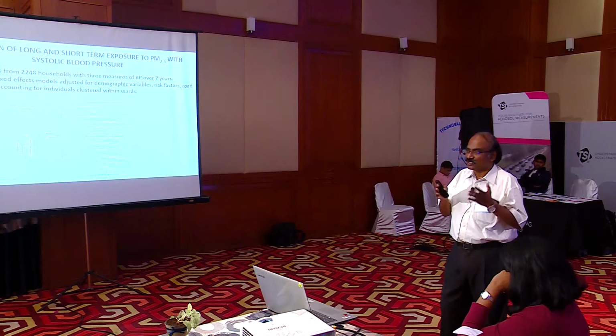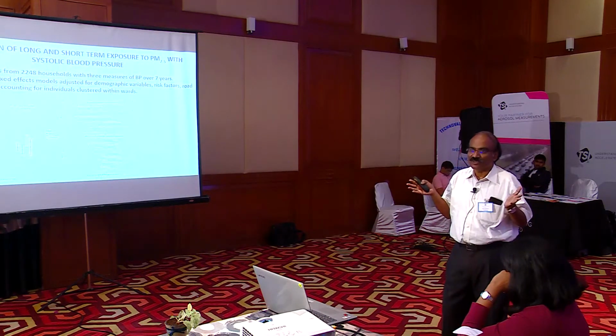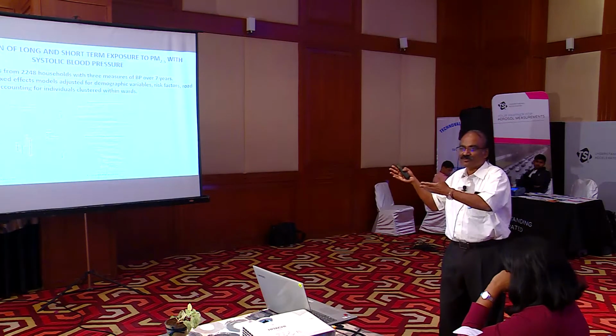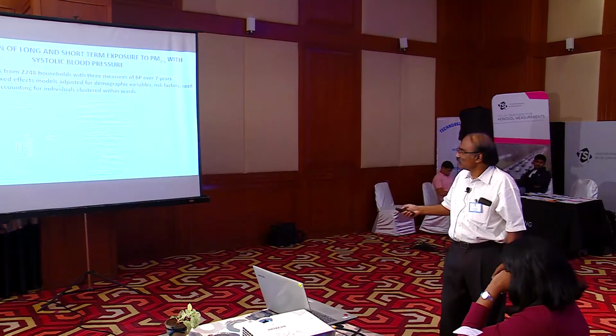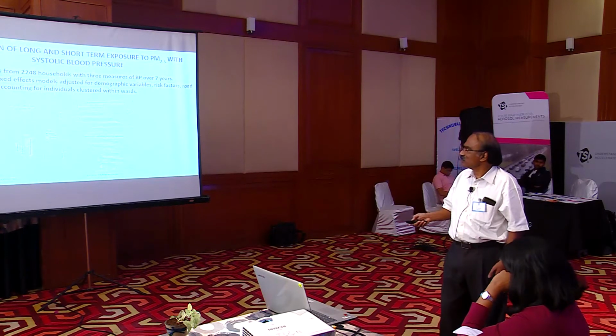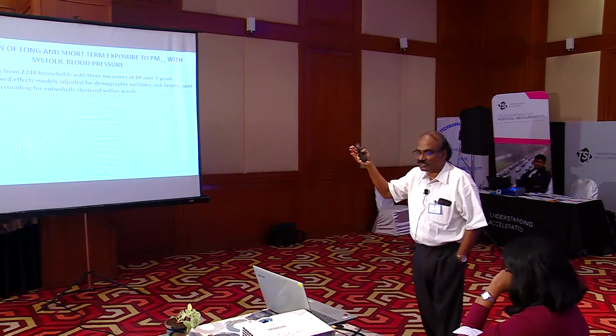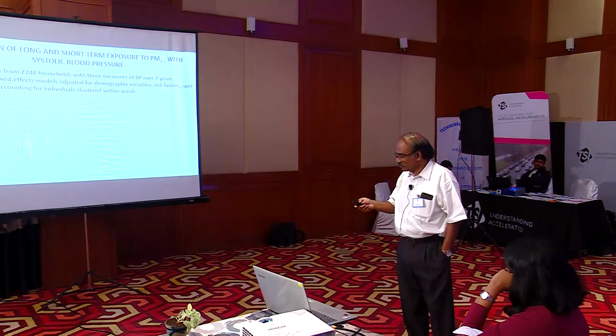It also had an interaction with body weight. If people were obese, then their blood pressure levels were likely to be higher because of pollution. This was after adjustment for several other factors which can actually increase blood pressure. So clearly we are showing a relationship that development of hypertension is linked to air pollution. This is under publication.